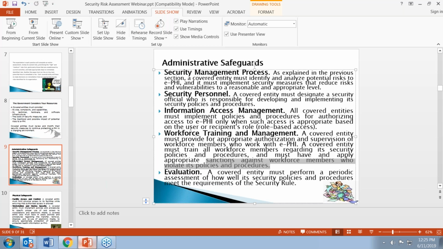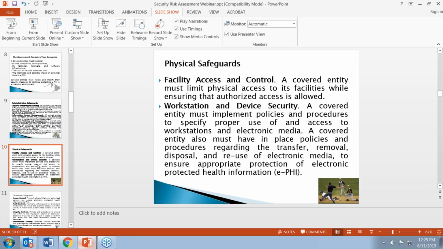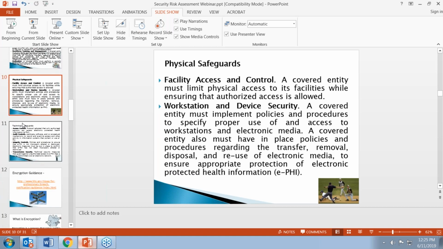So moving on to the physical safeguards, and then we'll move on to some faster topics, and then go to an example, and I'll show you the OCR website so you can see the back end of this, of what happens and why we should be doing these things.